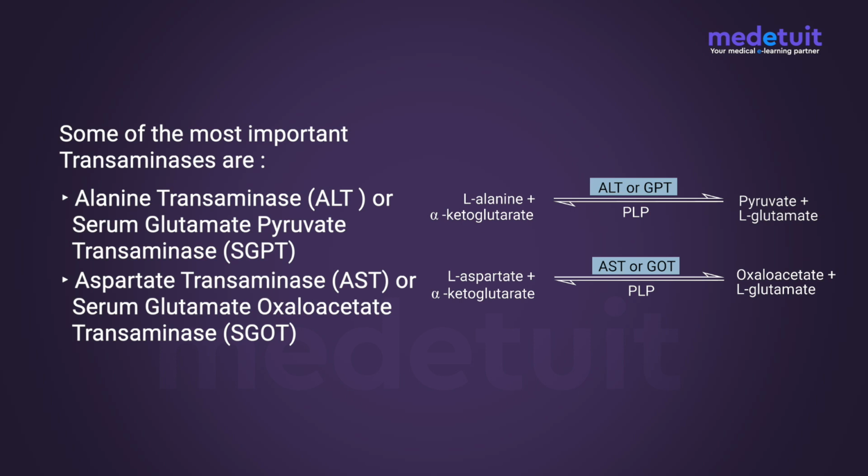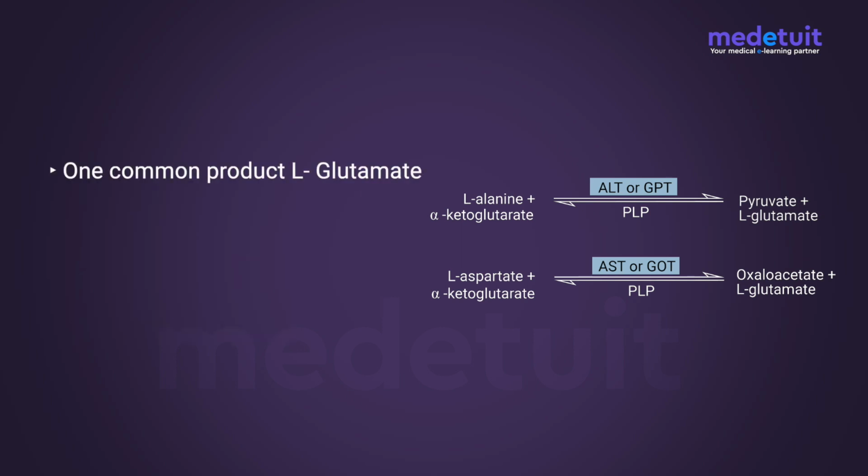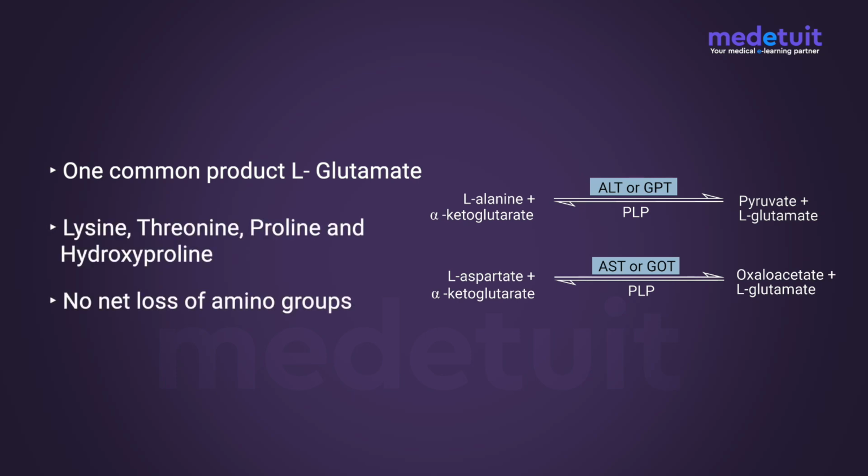In this transamination reaction, there is no net loss of any of the amino groups. They are only transferred from the amino acid to the alpha keto acid, resulting in a new amino acid and a new alpha keto acid. They all form one common product, that is L-glutamate. All the amino acids except lysine, threonine, proline and hydroxyproline participate in the transamination reactions.